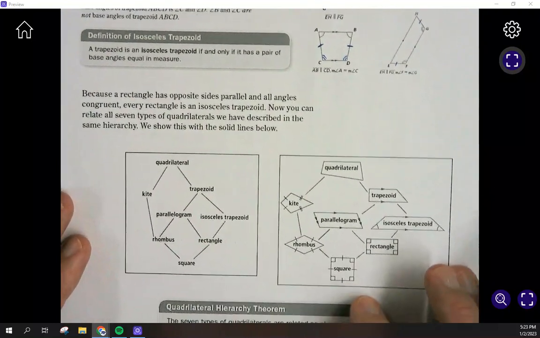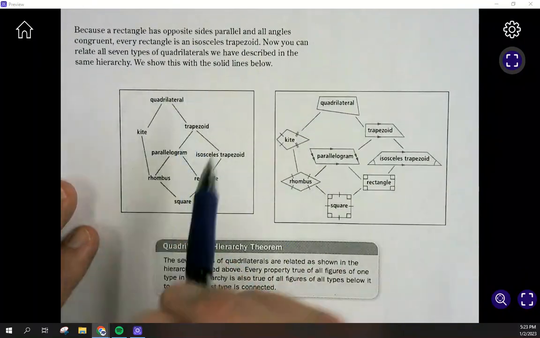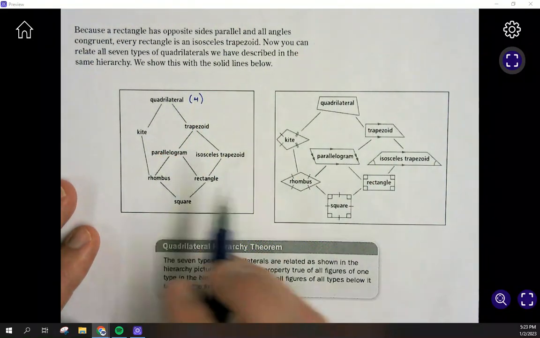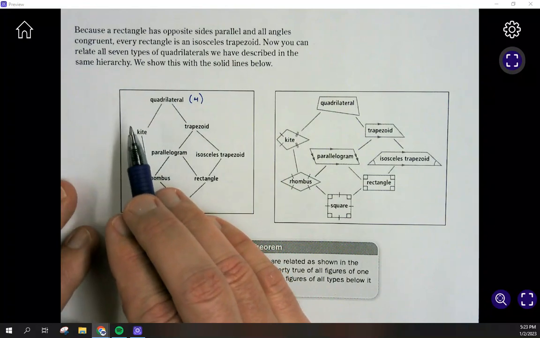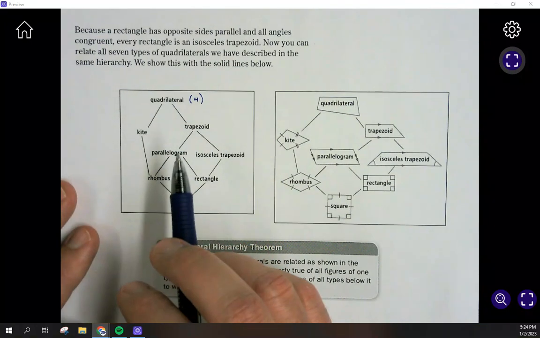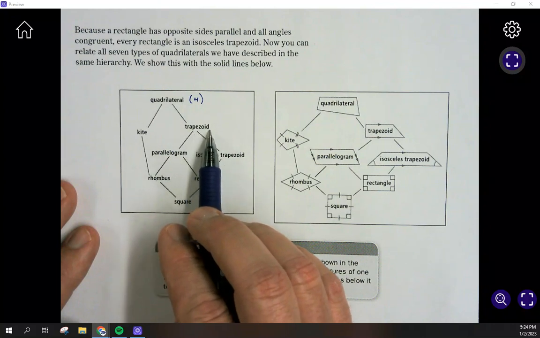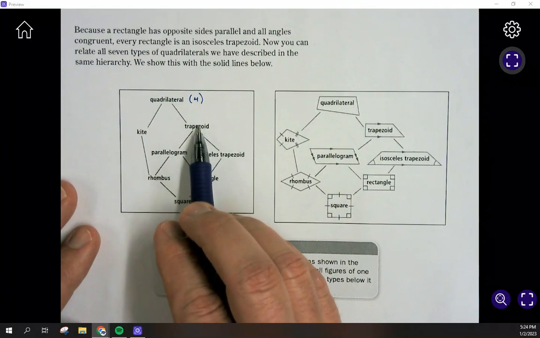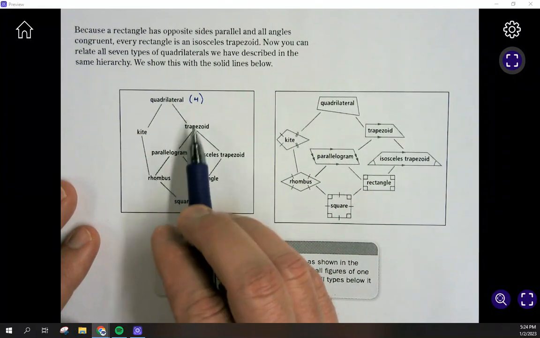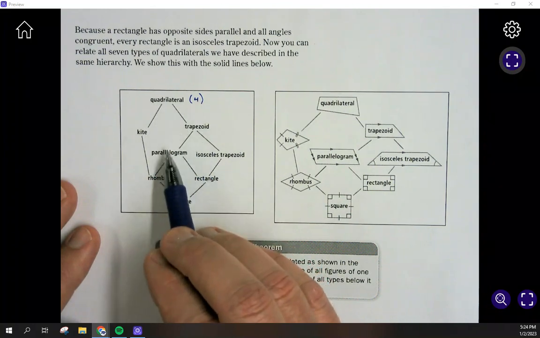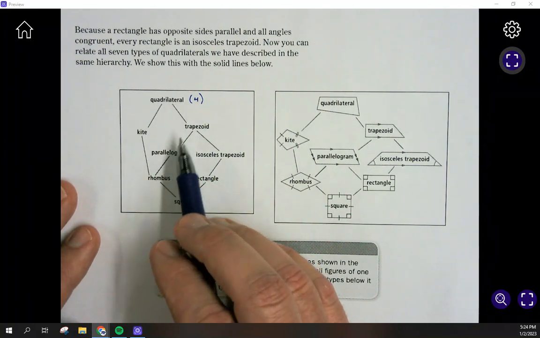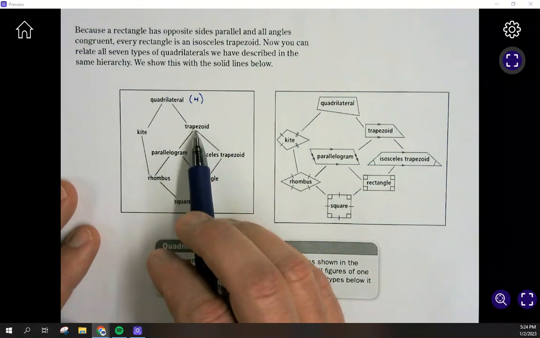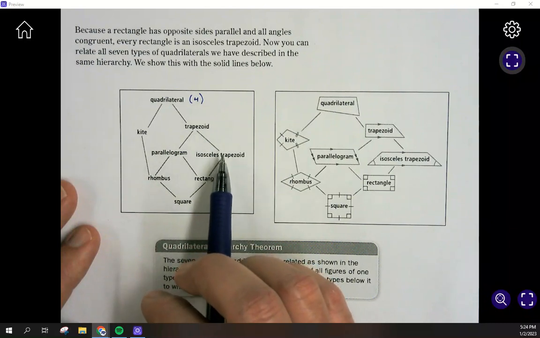So as I start to relate these, we look at these hierarchies. Quadrilateral at the top just means four sides. A kite, remember, has two distinct consecutive sides that are equal to each other. A trapezoid, we're talking about parallel sides, has at least one pair of parallel sides. If it has two pairs of parallel sides, that trapezoid is now a parallelogram, still a trapezoid, still a quadrilateral. Okay, everything that you see above it is still true. Not everything below it is necessarily true. It could be true. Okay, and a special type of trapezoid is an isosceles trapezoid.